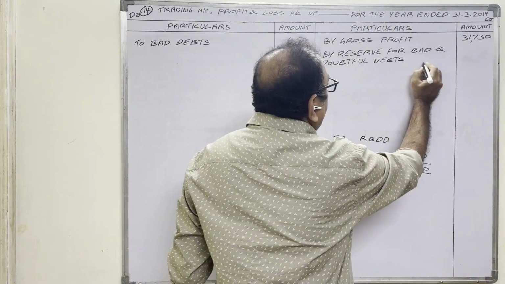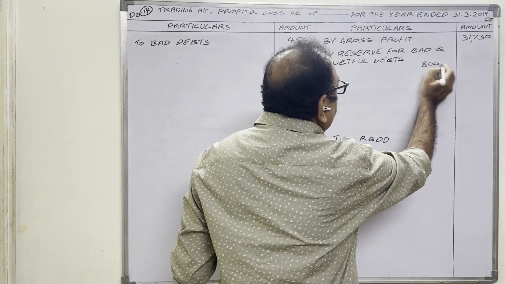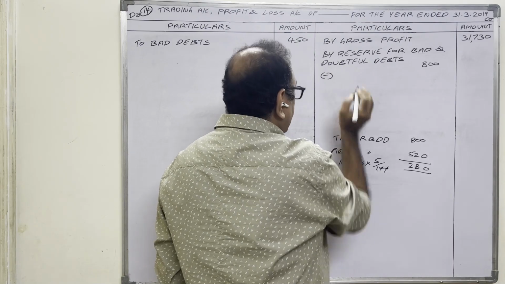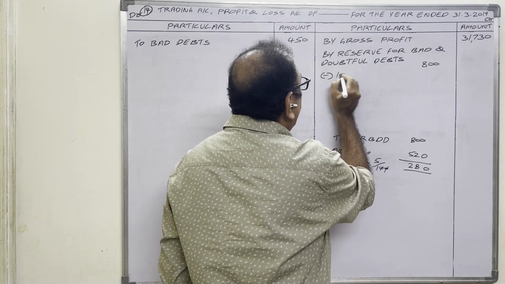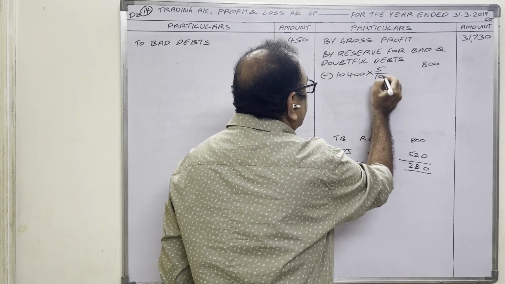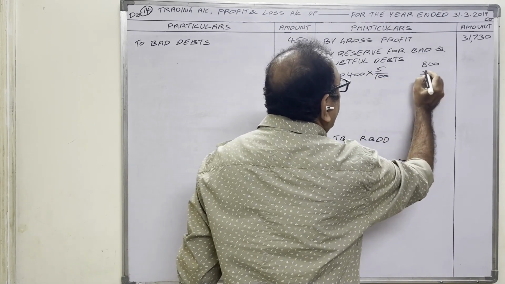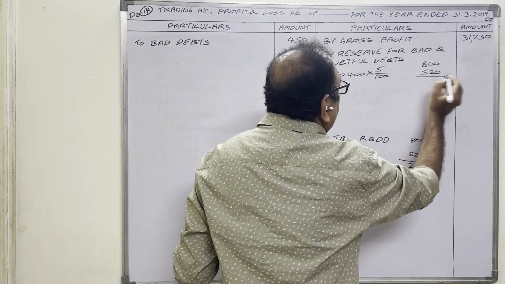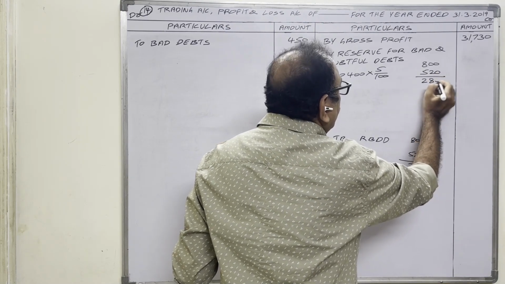See, trial balance amount 800 rupees. Minus, on debtors 10,400, 5% is 520, the adjustment amount. Then the difference is 280 rupees.